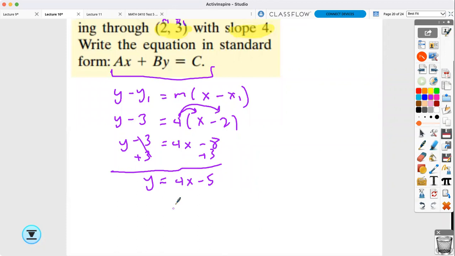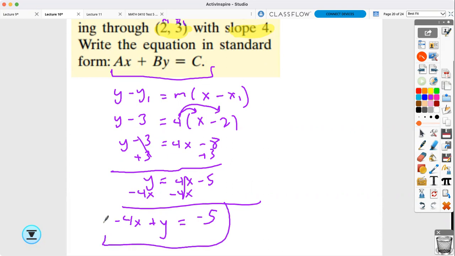So can someone tell me the next step we'll take to get standard form? Remember, we want ax plus by equals c. So we want x and y on the left side. So if I already have y, what do I need to move over to get the standard form? Anyone? 4x. Yeah, we need to move over the 4x. So we subtract it. So then we cancel that out. So then we get negative 4x plus y equals negative 5. Now the reason why it's a plus y is because y is positive here, so it's going to be plus. And just like that, we're done.